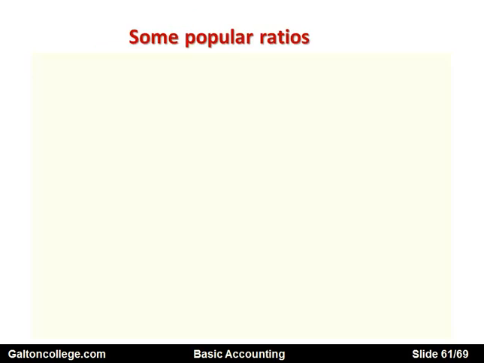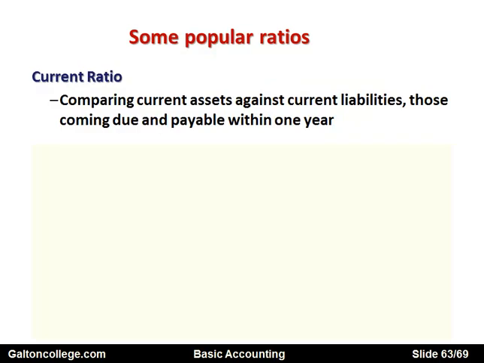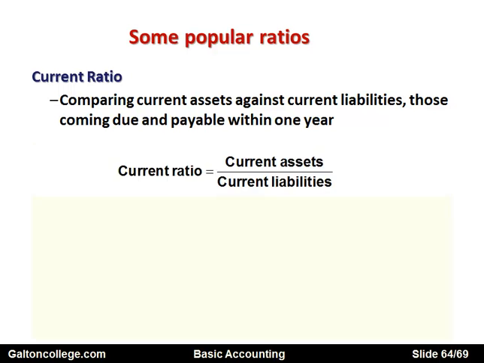Now, some popular ratios. Well, the current ratio, comparing current assets against current liabilities, those coming due and payable within 1 year. So current assets against liabilities. Current means short term, coming within the next year, let's say. So it's current assets divided by current liabilities.